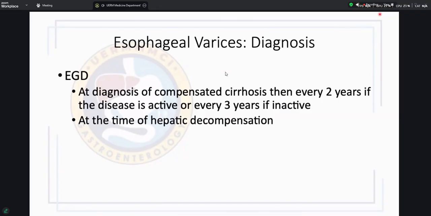So endoscopy for screening is recommended at diagnosis of compensated cirrhosis, especially for those with thrombocytopenia and splenomegaly, and then every 2 years if the liver disease is active. If the disease is inactive, like for example for those who have alcohol-related cirrhosis but who stop drinking alcohol, or for those with viral hepatitis who have been treated, we do surveillance every 3 years. And then endoscopy is also recommended at the time of hepatic decompensation, like for a known compensated cirrhotic who suddenly develops gastrointestinal bleeding or encephalopathy or ascites.